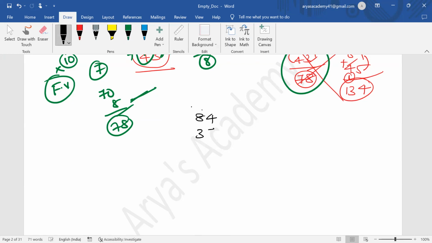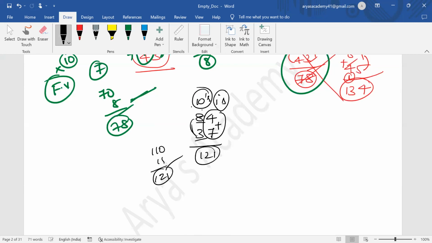84, 37. Now you know that this is the tens position and this is the units position. I just add this 8 plus 3, 11 in position number 10. 11 tens are 110. So I'm writing it here. 4 plus 7, 11 multiplied by 1. 11 ones are 11. You can answer it as 121. 121. Now I will not write anything. I just tell you the answer.